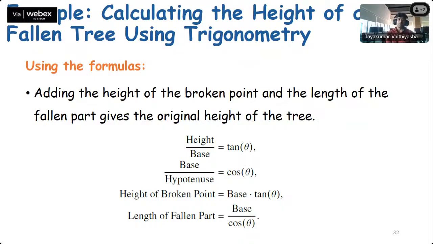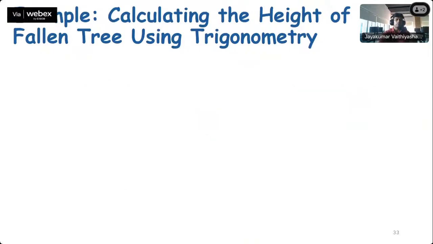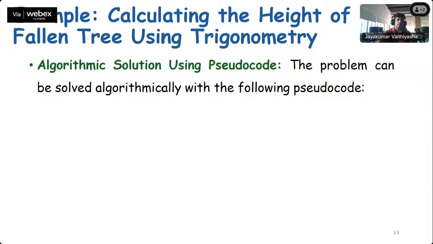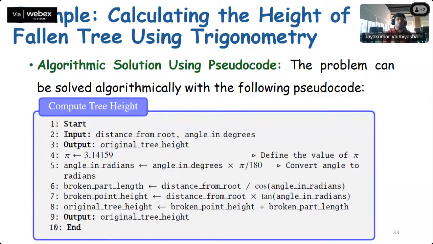So we'll use tan theta to calculate height to base ratio, and cos theta for base to hypotenuse. The height of the breaking point can be calculated using base multiplied with tan, and the length of the fallen part can be calculated as base divided by cos theta. So this is the mathematical approach by using formulas. If you're writing pseudocode, you'll describe any English statement with a mixture of both mathematics.